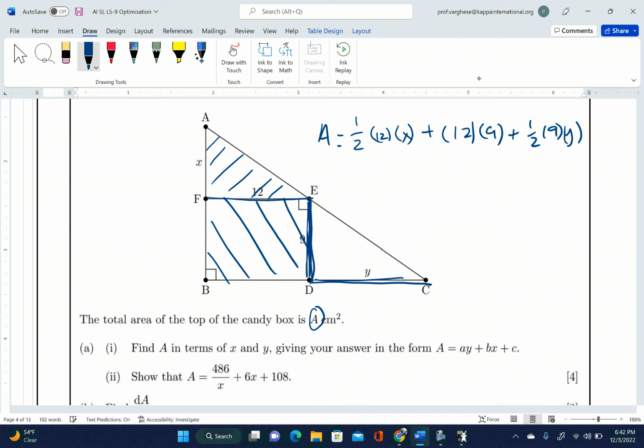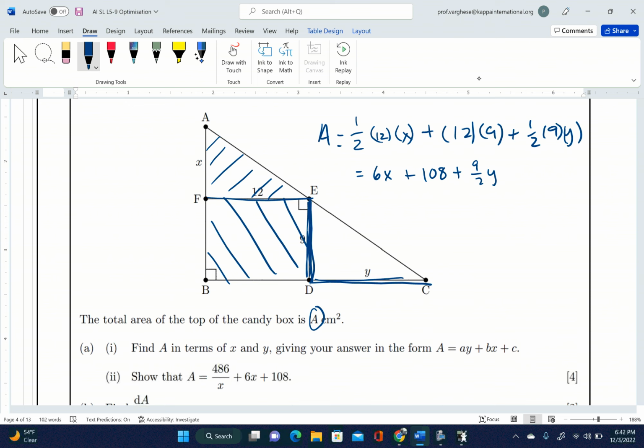Okay. So now I have to take this and just simplify it. Half of 12 is equal to 6, so that's 6x, plus 12 times 9 is equal to 108, plus half of 9 is 4.5. I could write it as 9/2 y, and there is my area.